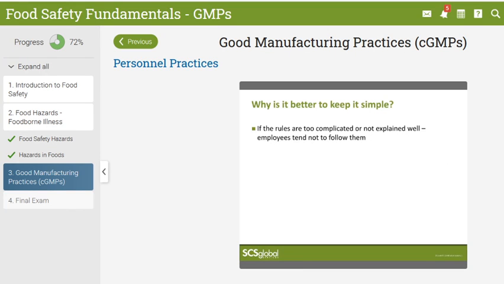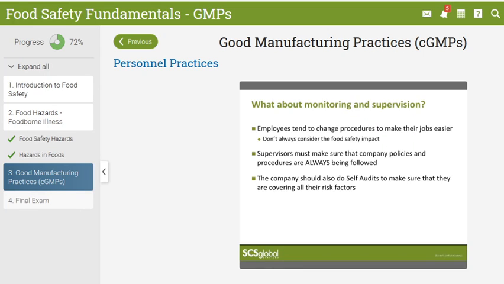Why is it better to keep policies and procedures simple? Because if the rules are too complicated or not explained well, the employees tend not to follow them. This is also why it's important to make sure that the training is done in a simple manner and in languages that the employees understand. And then once employees are trained, you need to do monitoring and supervision. Employees will tend to change the procedures to make their jobs easier without fully considering the food safety impact. So it's the supervisor's responsibility to make sure that the company policies and procedures are always being followed.